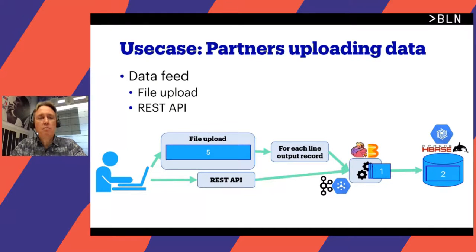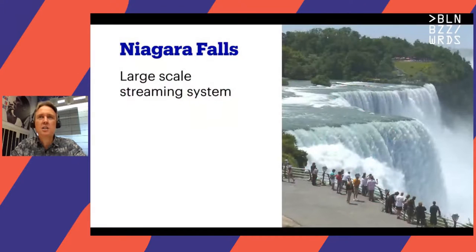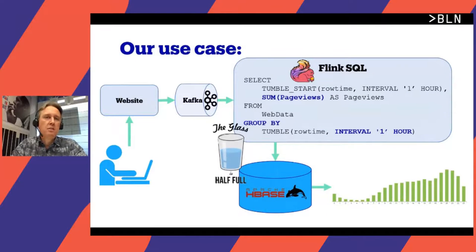And then there are broken streams. In production, we all go down for maintenance sometimes. Even the largest systems can go down for maintenance. And one of those very large systems I see is the Niagara Falls. A very, very large streaming system that went down for maintenance in 1969. They put up a dam and shut it down for maintenance. And in our very simple application, having a disruption in the data stream would mean that data stays in the buffer and it's not written to HBase.